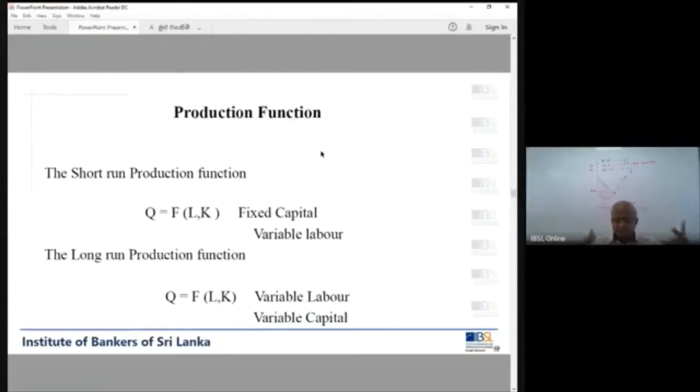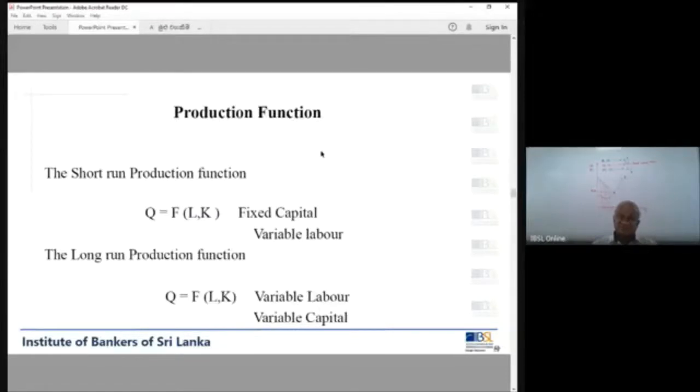The company can buy any number of computers. The company can expand the factory. The company can change the scope of their business. Everything is possible in the long run. But in the short run, you have fixed factors. You have to manage with this factor and show your colors. After some time, you will be able to change your fixed factor.